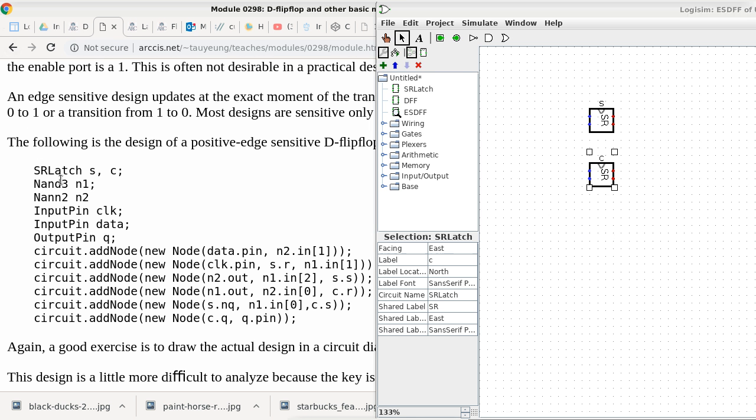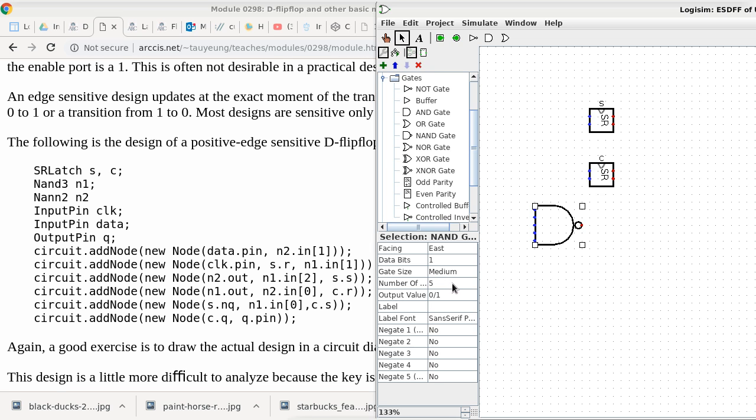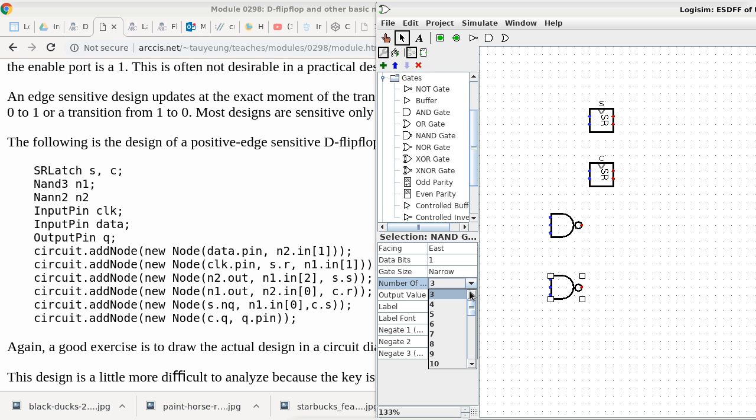All right, we need two NAND gates. One is 3 input, the other one is only 2 input. So we go to gates, and then we pull 2 NAND gates. Okay, one only has 3 inputs. And then the other one has 2 inputs. The one with 3 inputs is labeled N1, and then the other one is labeled N2.